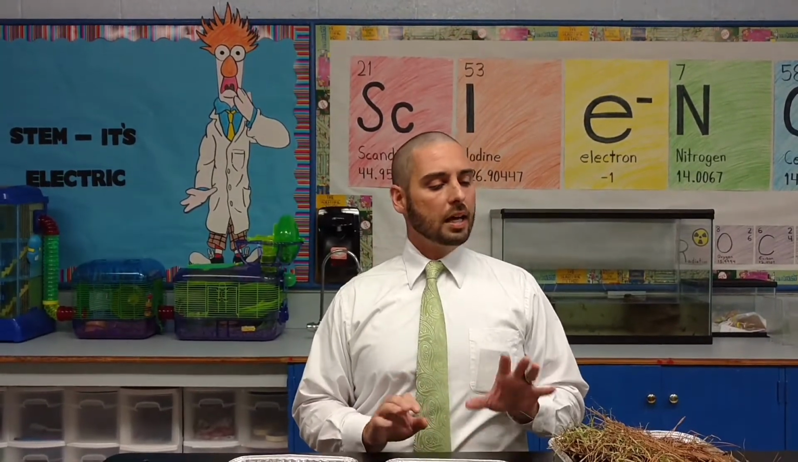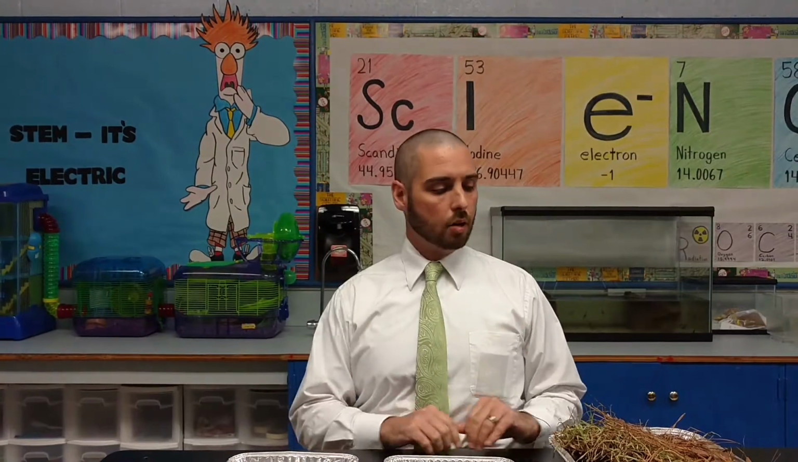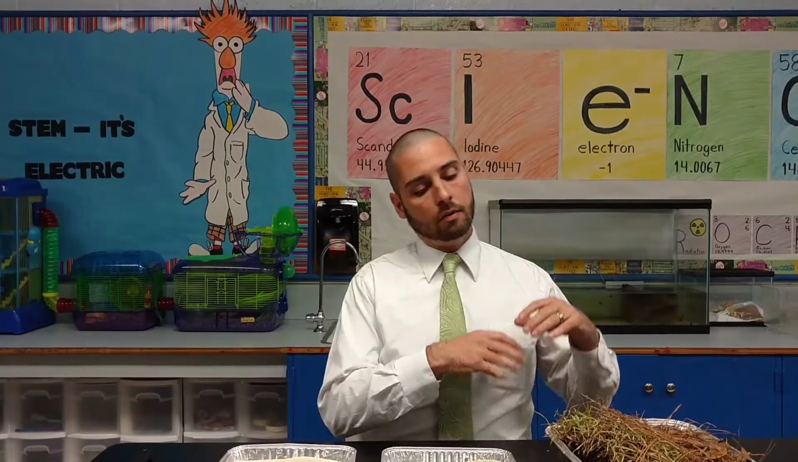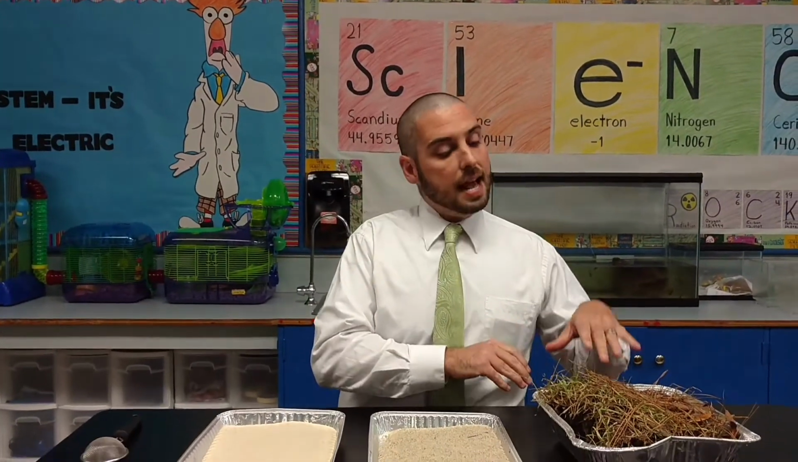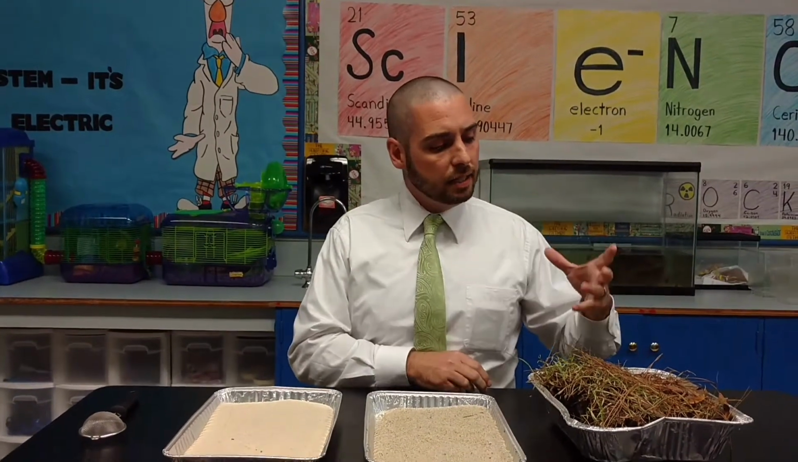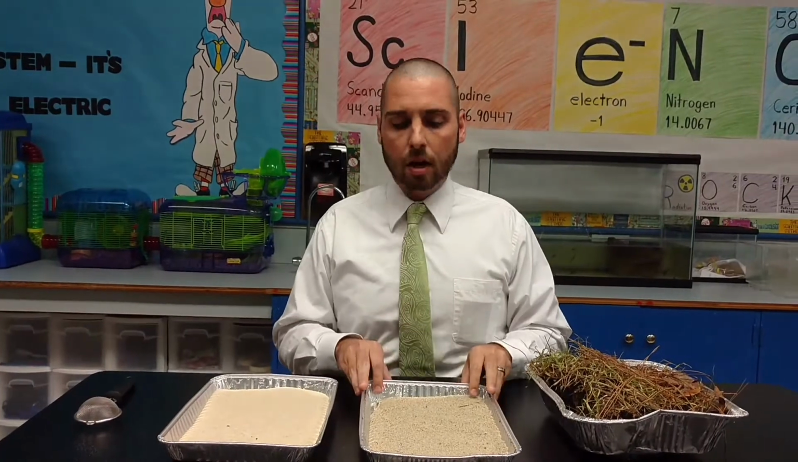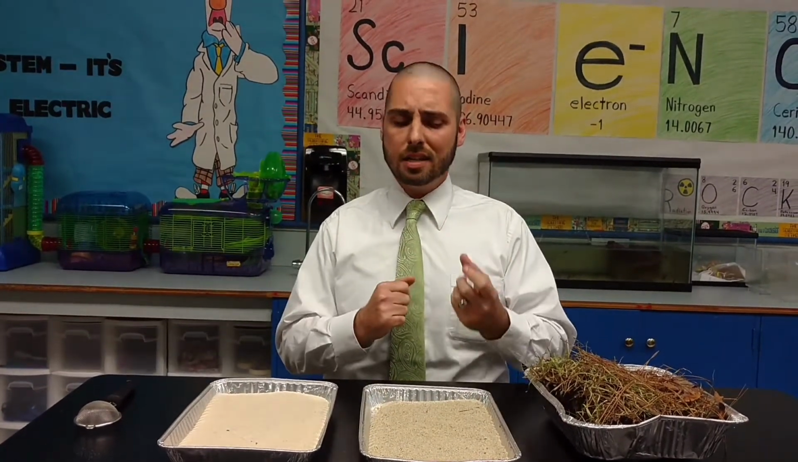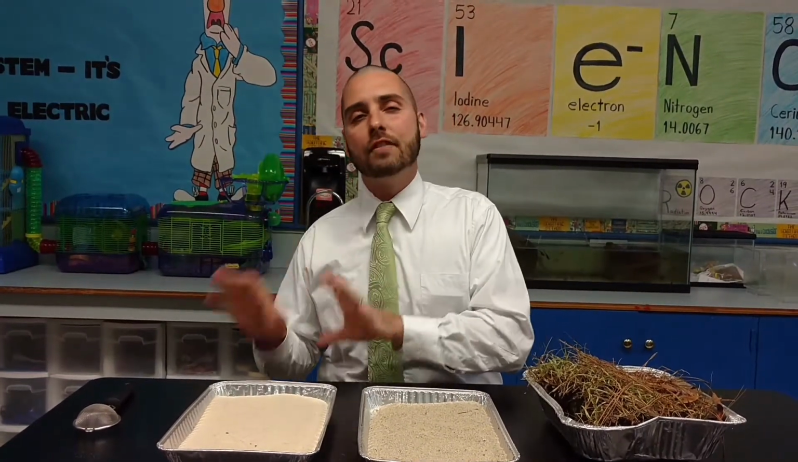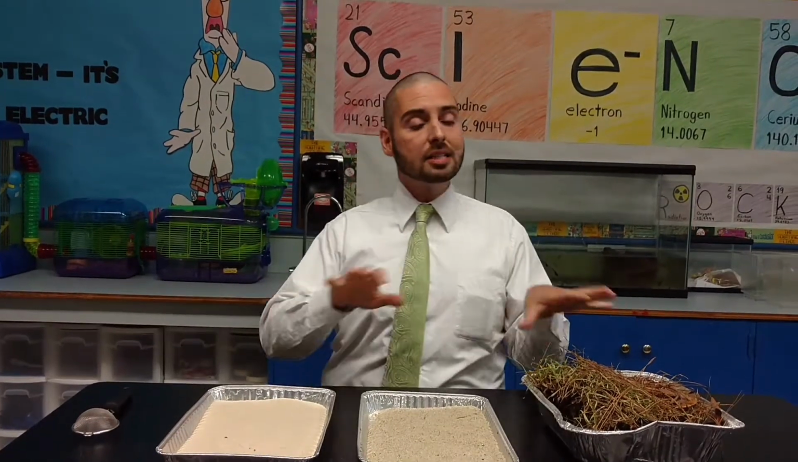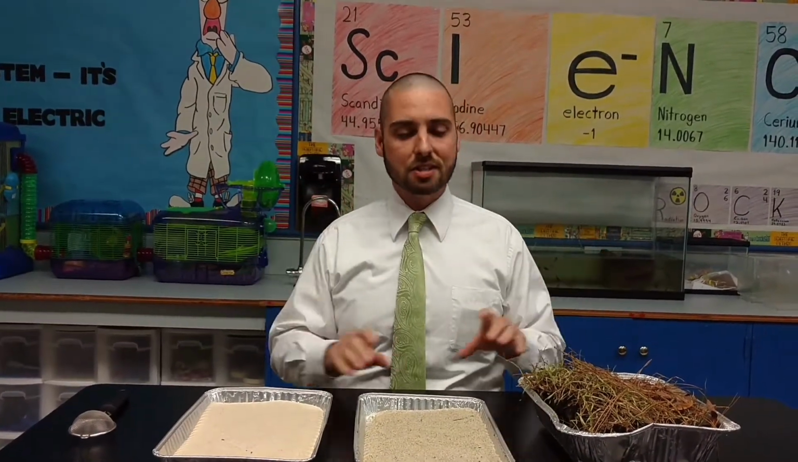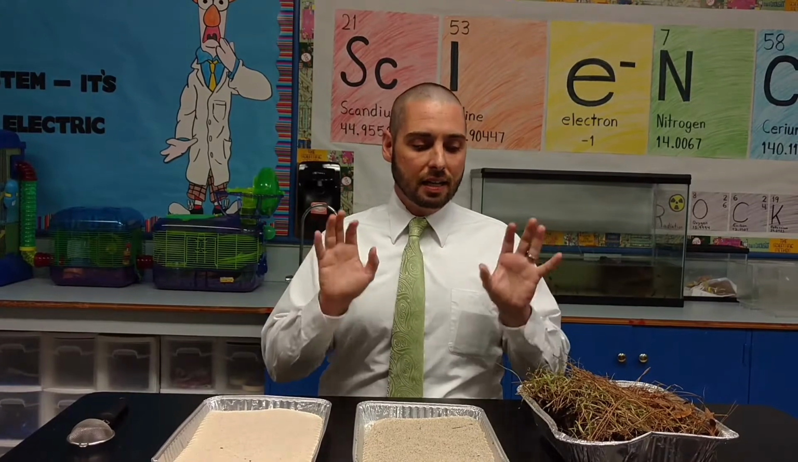So, we have 3 pans right here. We've got a pan of topsoil that has grass and leaves and pine straw. We've got a pan of sand that has thick, coarse sand, and then we've got fine, powdery sand. These 3 pans are meant to represent 3 different ecosystems.